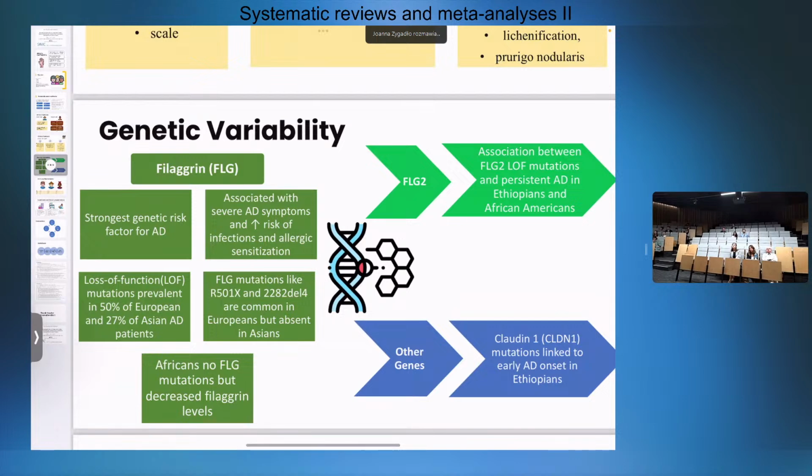Genetic differences are notable. While the filaggrin gene is always considered to be the strongest genetic risk factor for atopic dermatitis, associated with severe atopic dermatitis symptoms and increased risk of infections and allergic sensitization, loss of function mutations are prevalent in 50% of Europeans and 27% of Asian patients. But they are totally absent in Africans, even though they have decreased filaggrin levels. Different gene mutations are present in African patients. So in Ethiopians and African Americans, which is the most studied African group, filaggrin 2 and claudin 1 mutations are more common than in other populations.